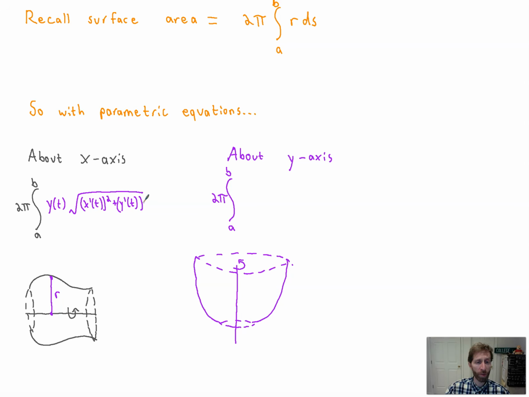And if you have trouble on that, go back to chapter 7 to understand where that formula comes from. So memorize this and then plug in the parametrics. Here, if we're revolving about the y-axis, r would now be equal to x. Here r was equal to y. That's why the y of t. Here r is equal to x, so r is x of t. It just depends what axis we're rotating around, times ds, which is the arc length. And that's going to be the square root of x prime of t squared plus y prime of t squared.